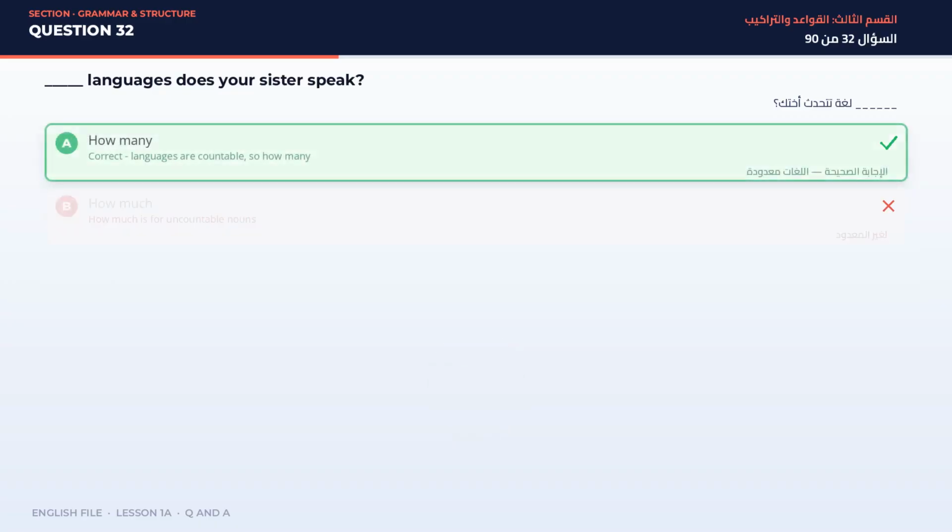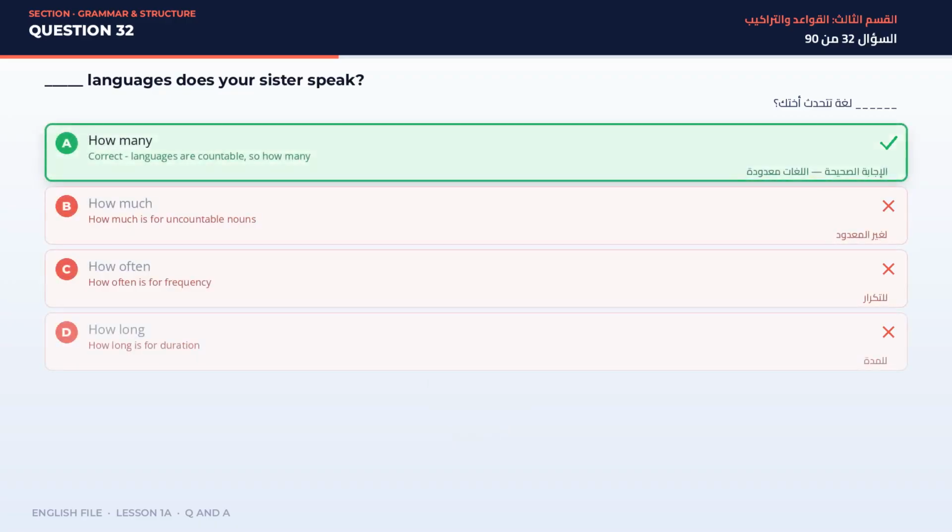How many? Languages are countable, so how many? Not B. How much is for uncountable nouns. C. How often is for frequency. D. How long is for duration. Question 33.